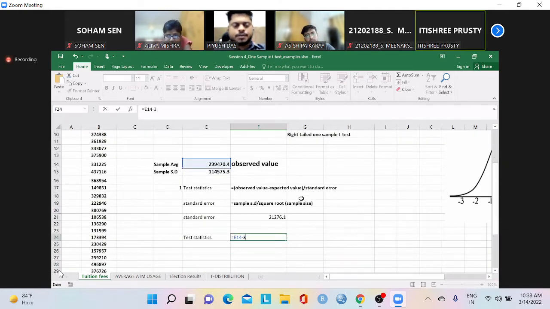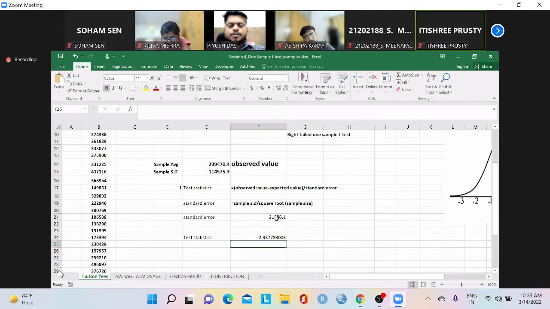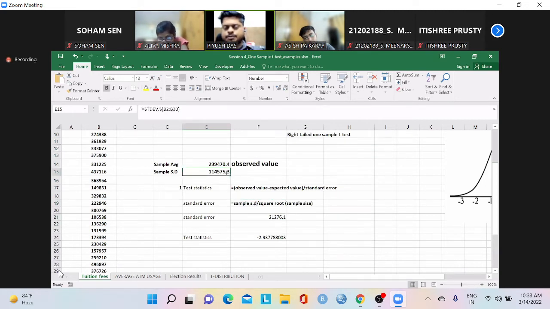Sir, can you show the standard error again for me? Yes. The standard error is the sample standard deviation, which I have calculated, divided by the square root of the sample size. I have collected sample data of 29 parents or 29 students, so the square root of 29. Okay. Anybody having any doubt in the calculation part?